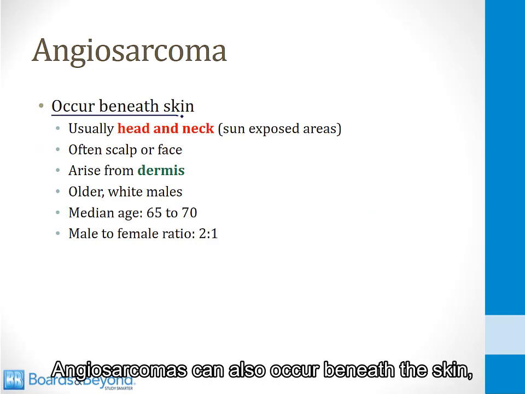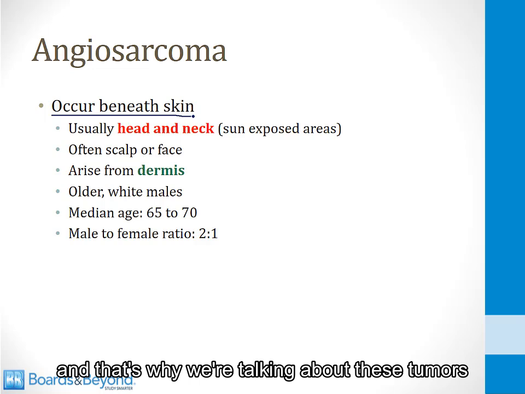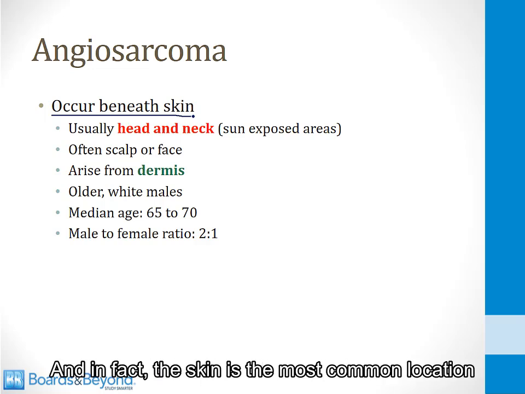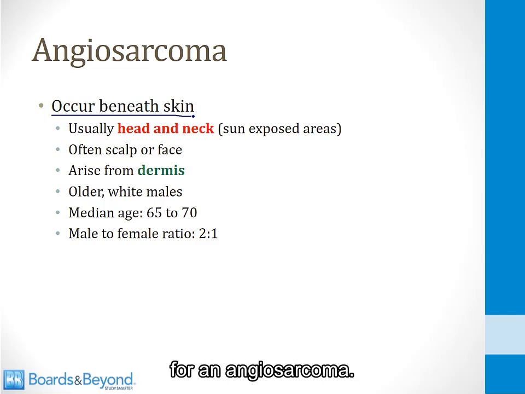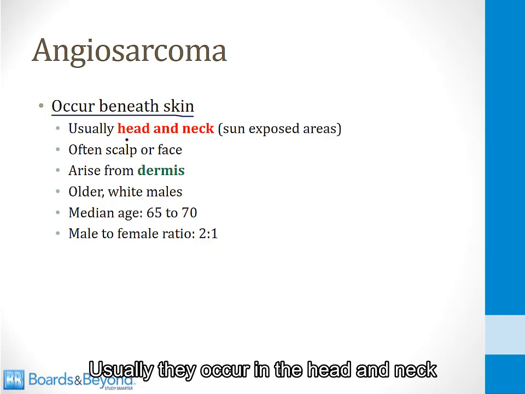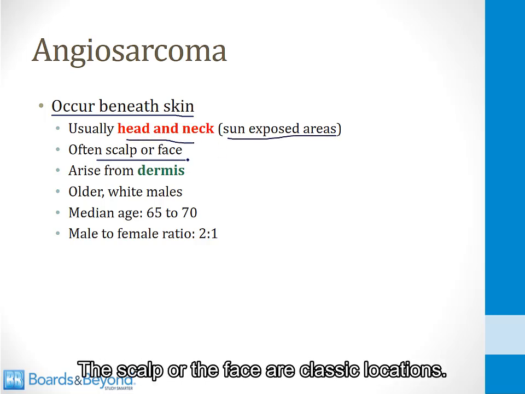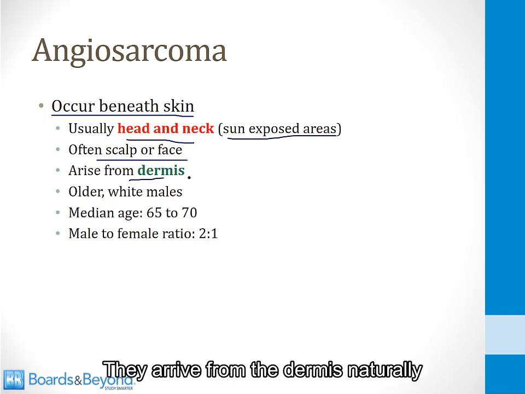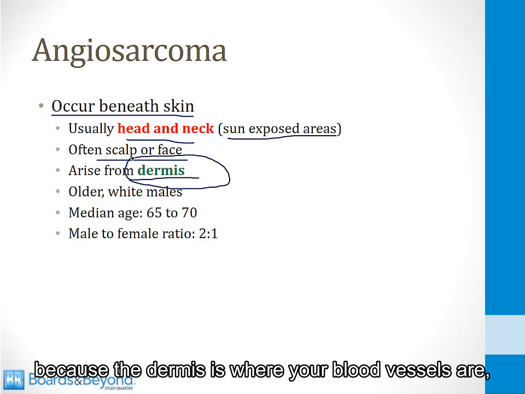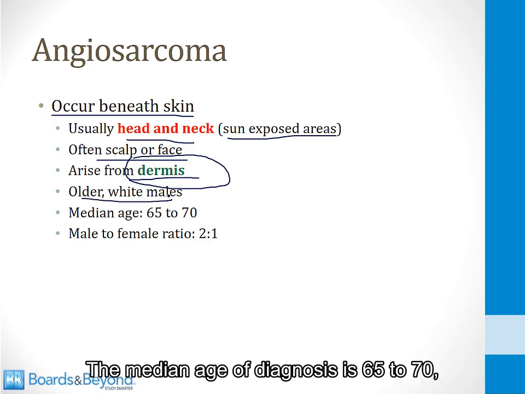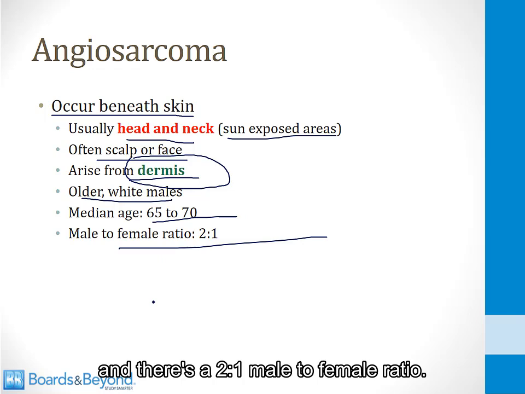Angiosarcomas can also occur beneath the skin, and that's why we're talking about these tumors in the dermatology section. And in fact, the skin is the most common location for an angiosarcoma. Usually they occur in the head and neck in areas that are exposed to the sun. The scalp or the face are classic locations. They arise from the dermis naturally because the dermis is where your blood vessels are, and they tend to occur in older white males. The median age of diagnosis is 65 to 70, and there's a 2-to-1 male to female ratio.